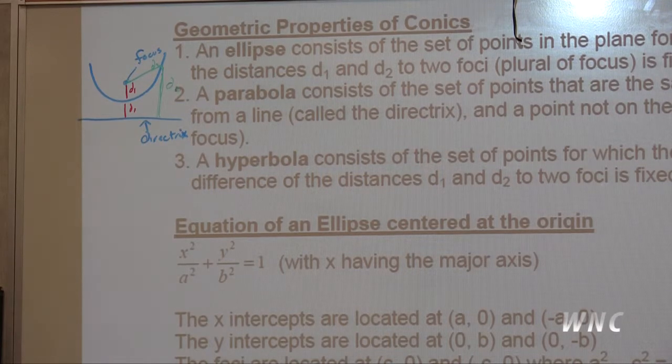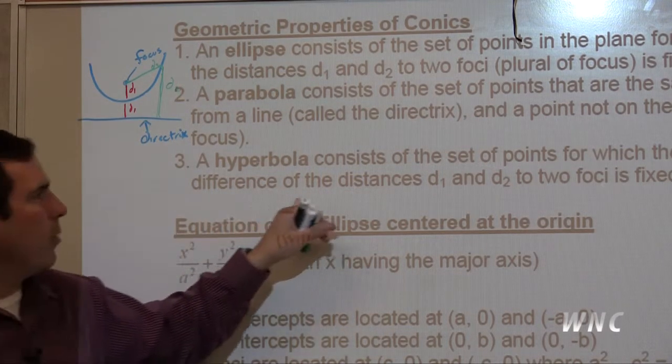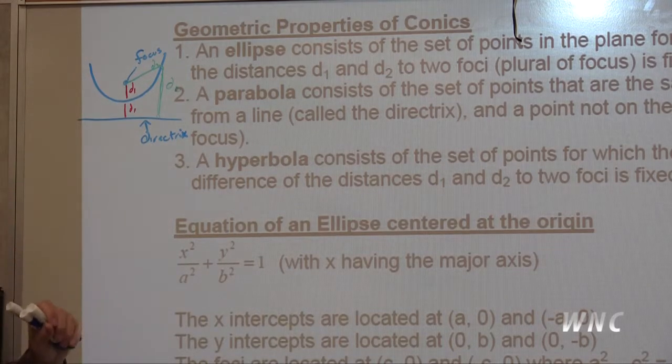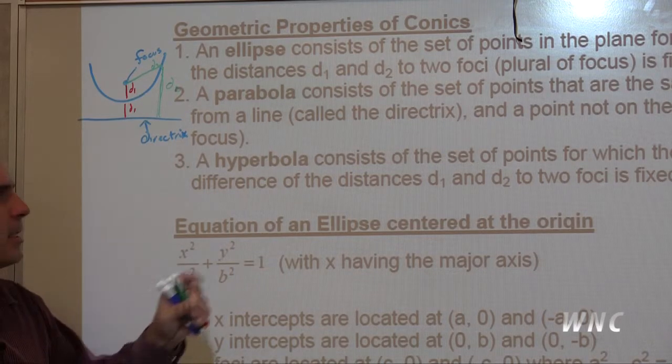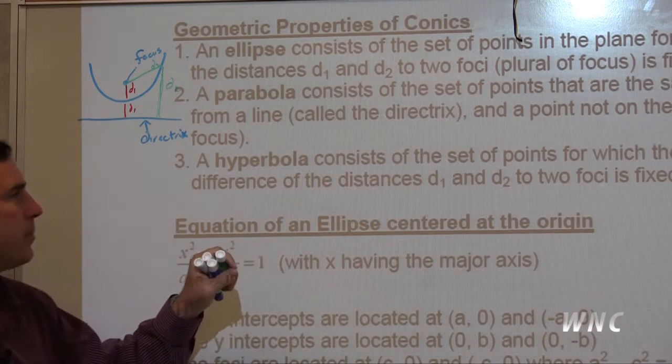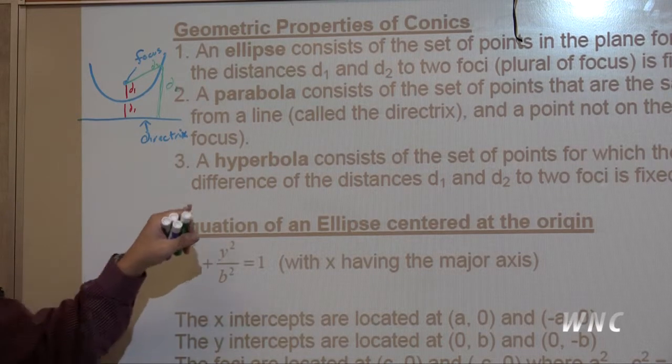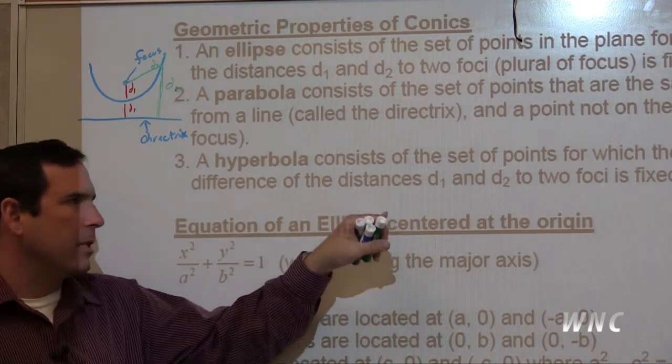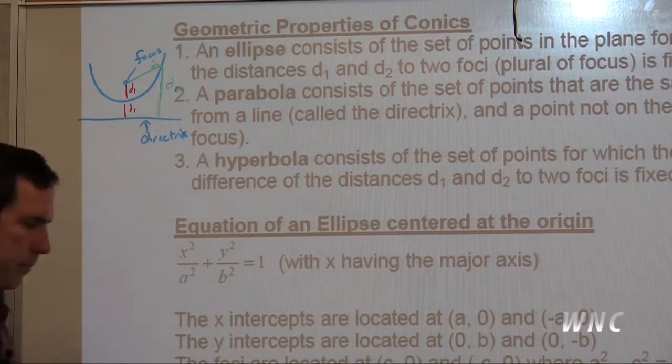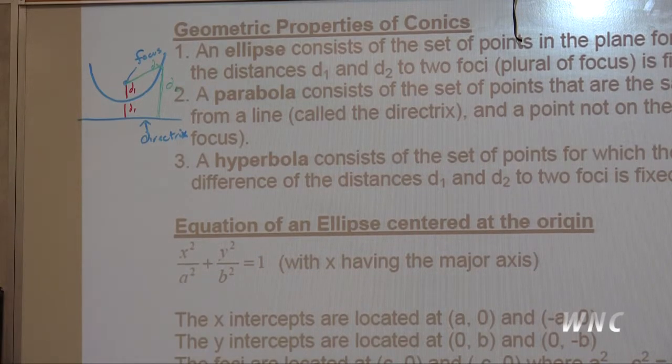Okay, the next one's the hyperbola. A hyperbola consists of the set of points for which the magnitude of the difference of the distances d1 and d2 to two foci is fixed. Let's draw a picture of that.